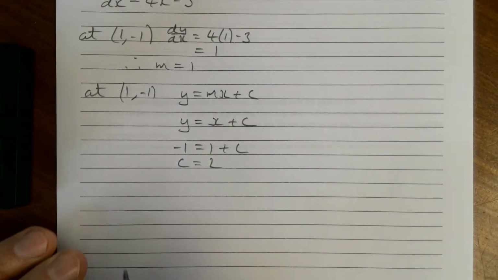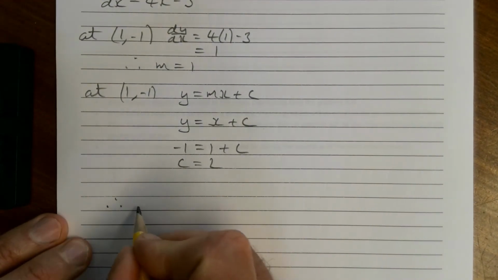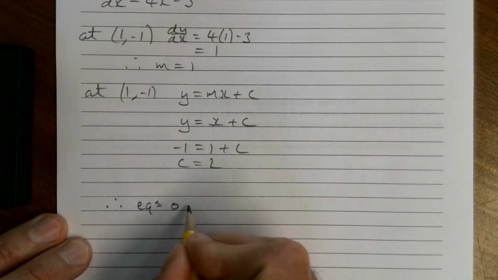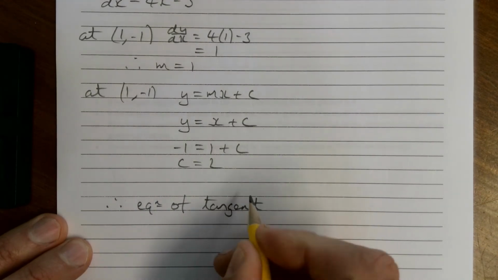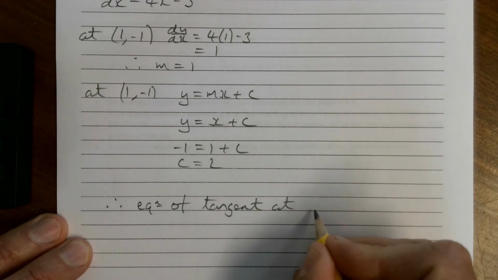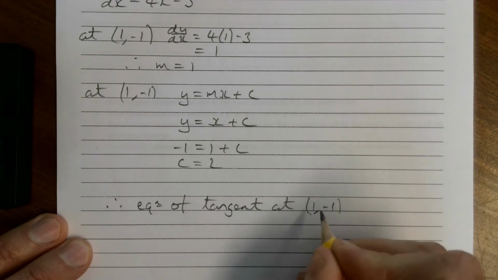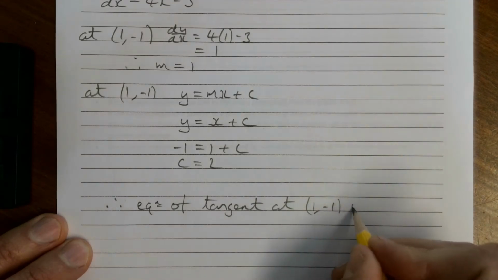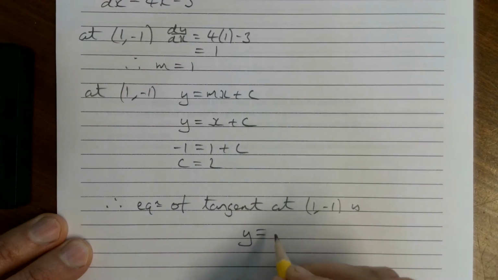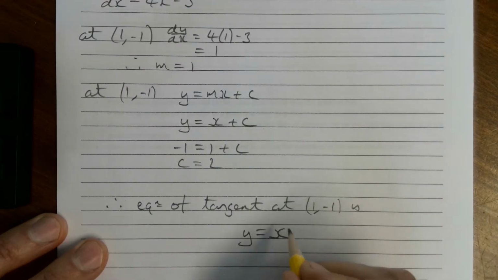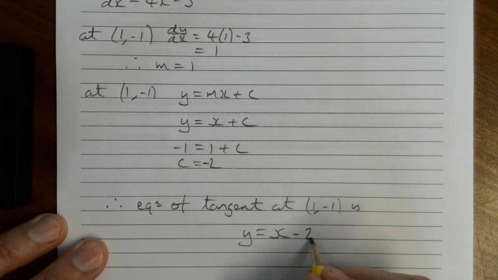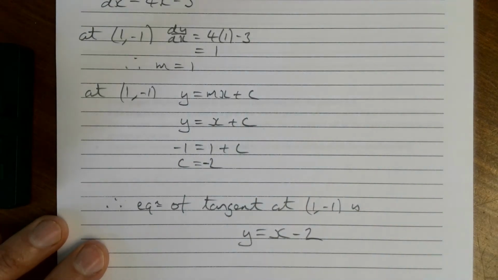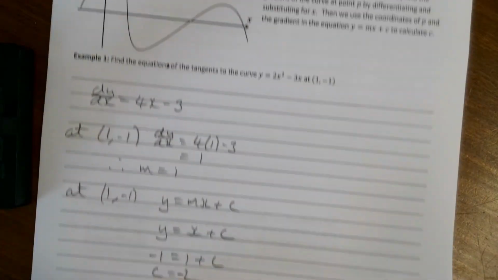Therefore, the equation of the tangent at (1, -1) is y equals 1x, if you remember, so it'll be x, and then, sorry, that should be a minus 2. I think I maybe said minus 2. y equals x minus 2. Let's take a look at example 2.